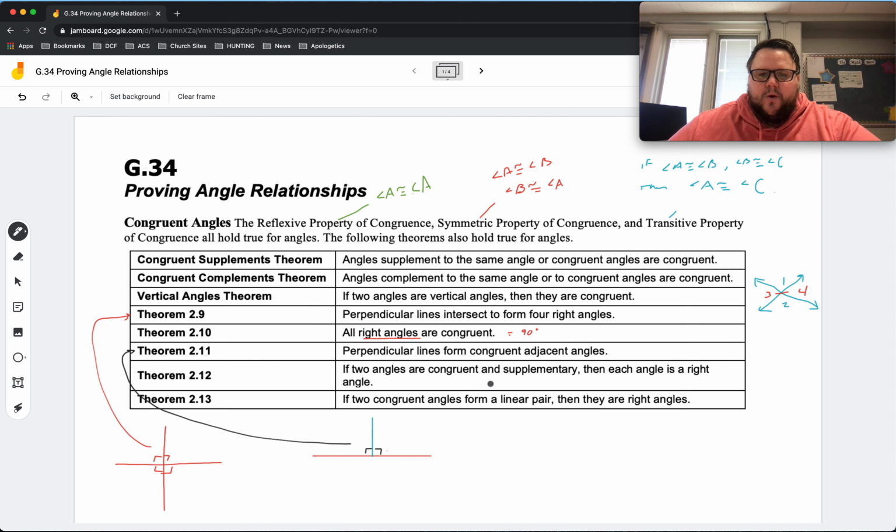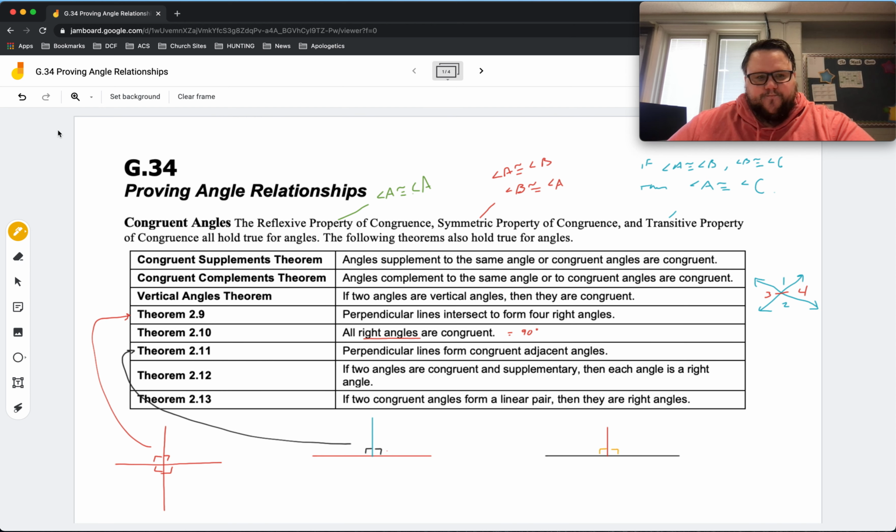Theorem 2.12. If two angles are congruent and supplementary, then each angle is a right angle. So remember, supplementary angles form a linear pair. So if two angles are congruent and they're supplementary, that would mean that it has to be two 90-degree angles, because that's the only way you can get them to equal 180.